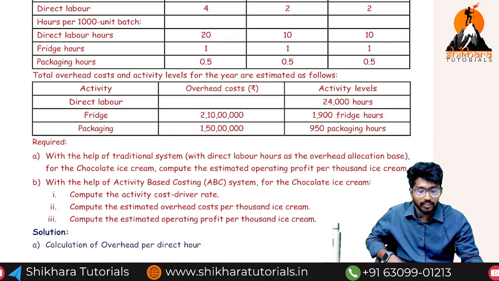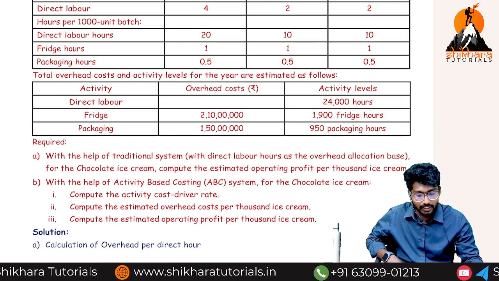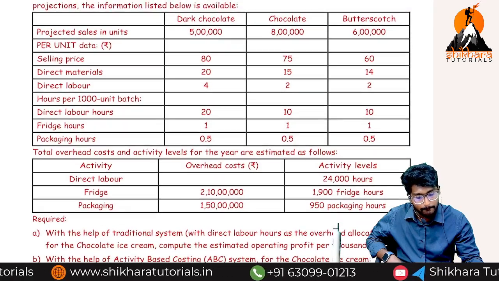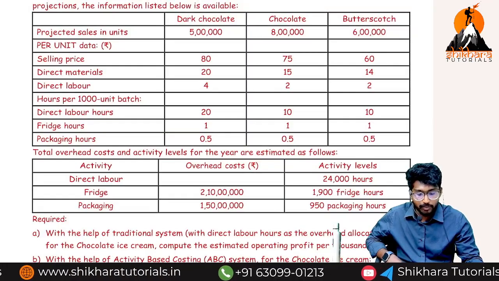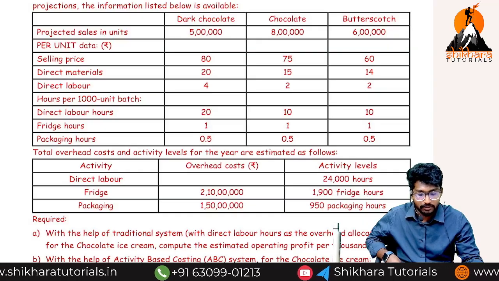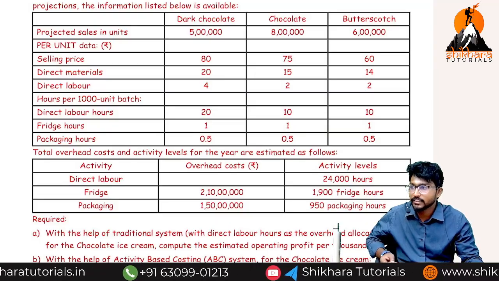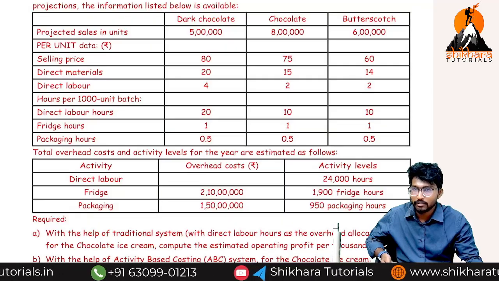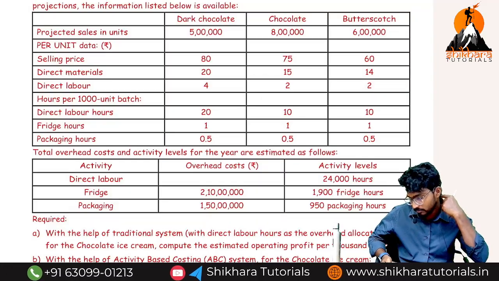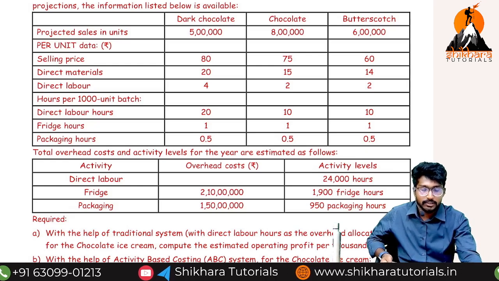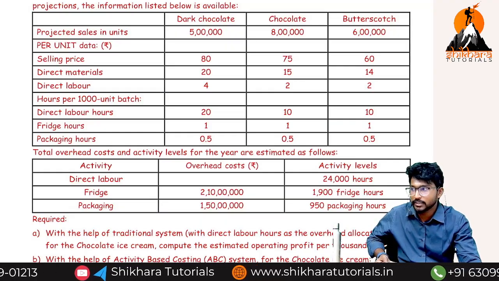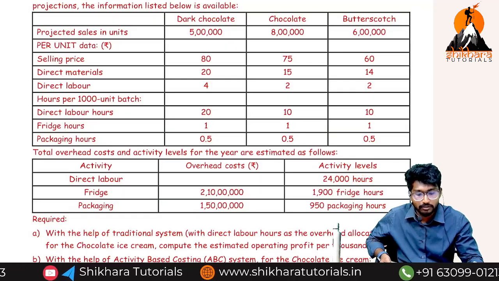Total overhead cost and activity levels for the year are estimated as follows. Direct labor hours: how many hours are available in total? 24,000 hours. 5 lakhs divided by 1000 into 20 is 10,000. Next, 8 lakhs divided by 1000 into 10 is 8,000. 6 lakhs divided by 1000 into 10 is 6,000. 10,000 plus 8,000 plus 6,000 is 24,000. Correct?